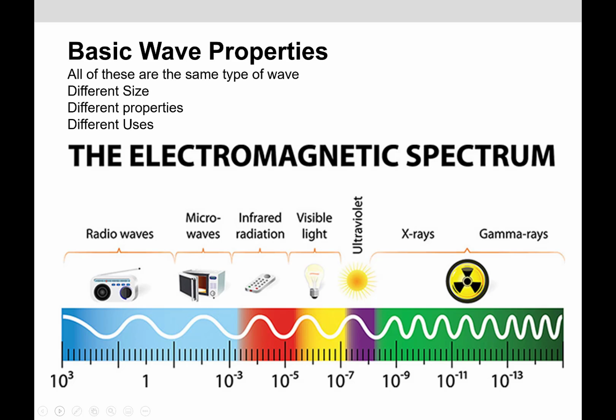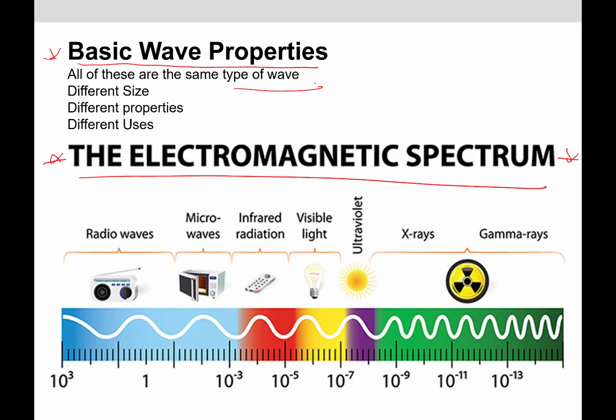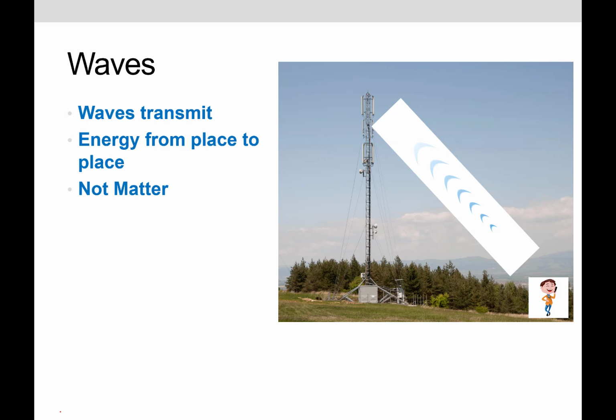Hi, everybody. This whole section is on the electromagnetic spectrum. Before we get too far into it, I want to review some basic wave properties, because all of the electromagnetic waves are the same kind of wave. What's different is their size. They go from being very long to very short, and it's because of these different size properties that we can use them for different things.